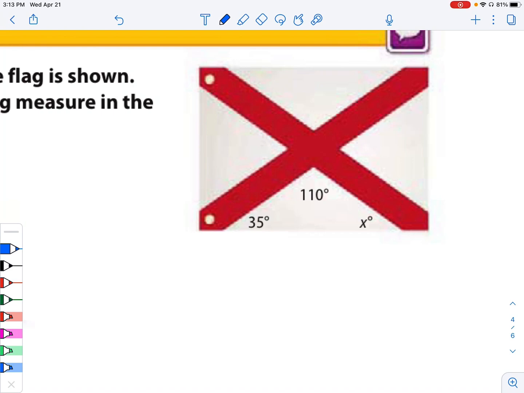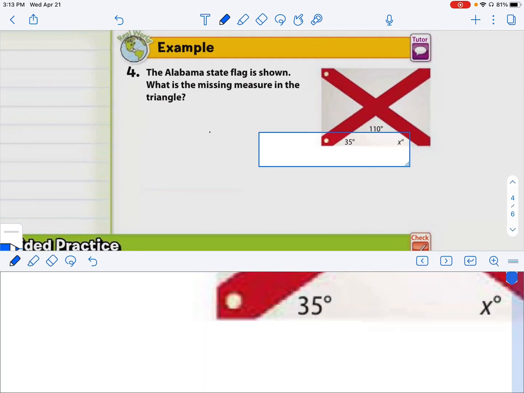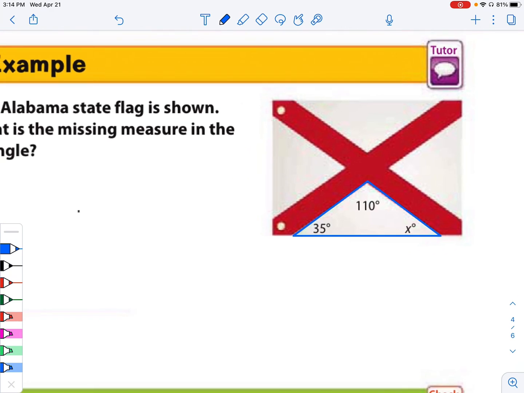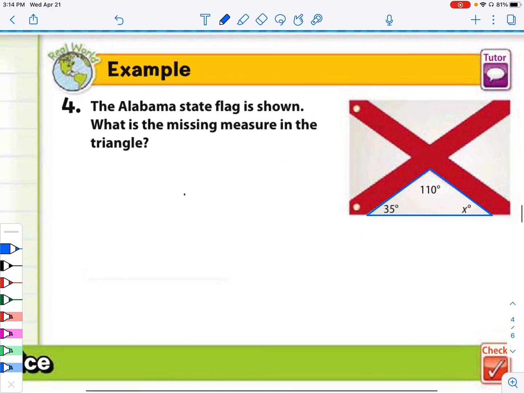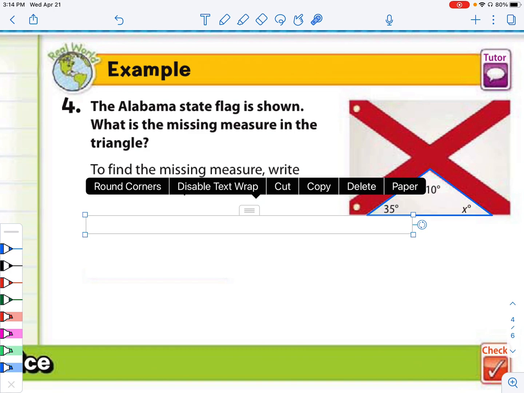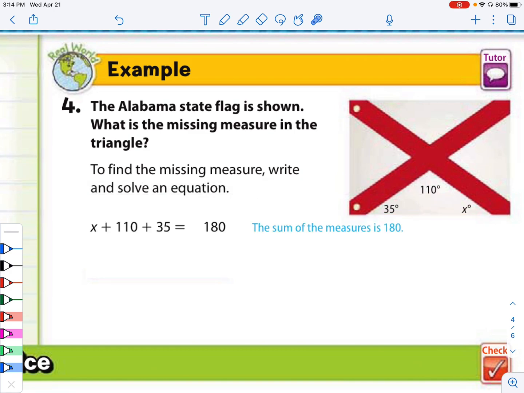So if we are going to create a triangle, this is how our triangle looks. We want to find the measure of angle x. So to find the missing measure, write and solve an equation. We simply add these three angle measures: 35 plus 110 plus x should equal 180 degrees. Again, this is according to the definition of the sum of angles in a triangle. So x plus 110 plus 35 equals 180 degrees.